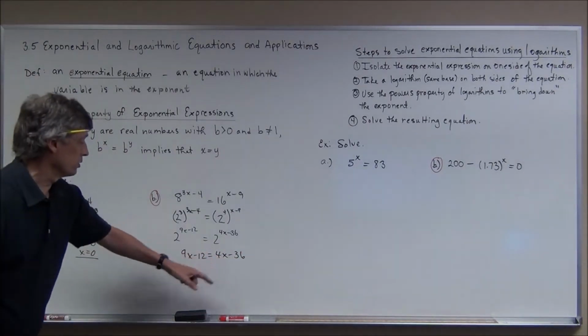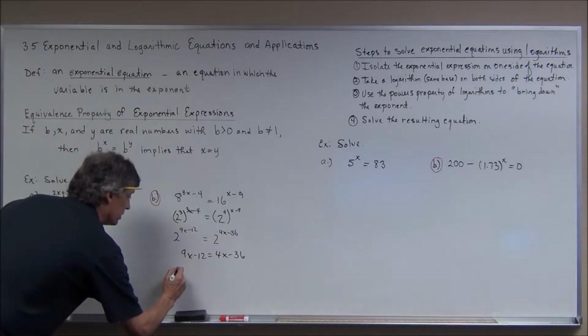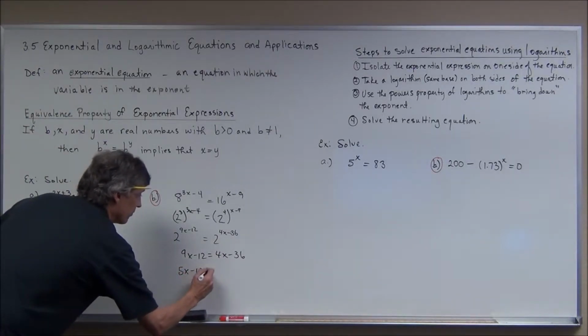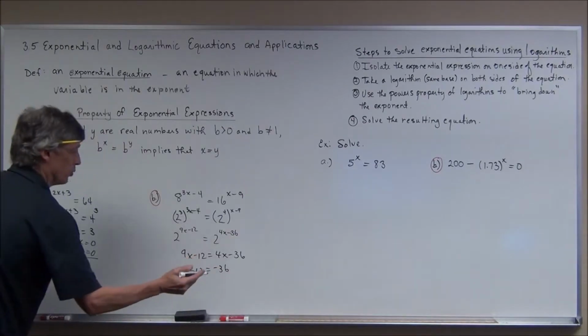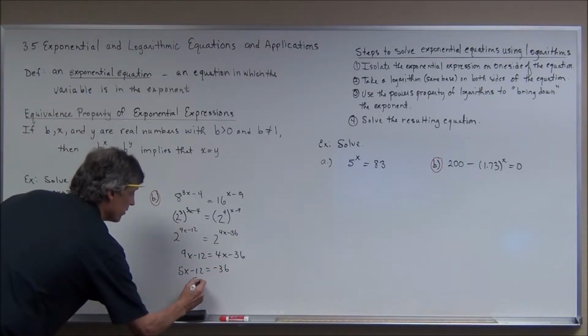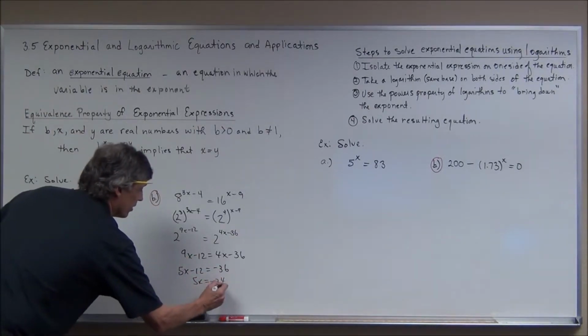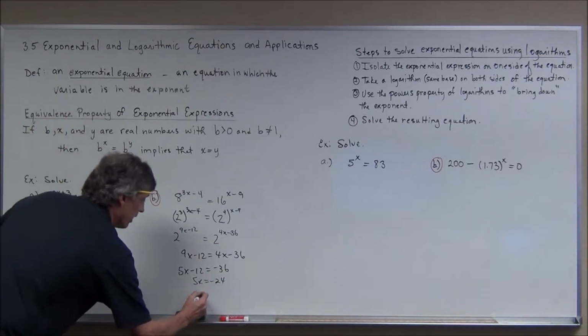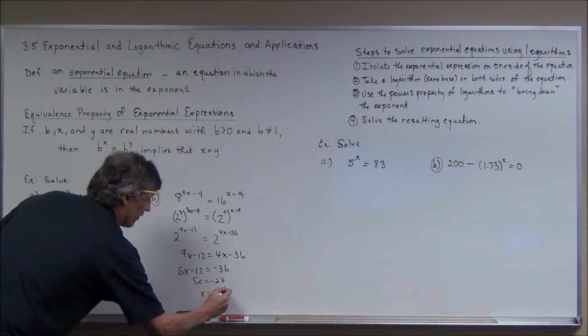I have the variable on both sides. I'm going to subtract 4x from both sides. I'm going to add 12 to both sides. And I'm going to divide both sides by 5. And I get x is negative 24/5. And that's my answer.